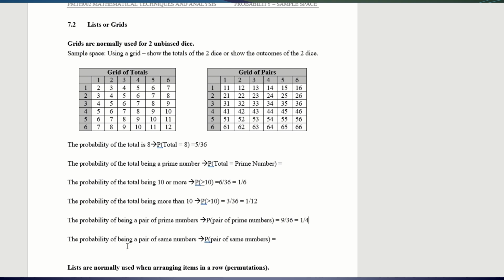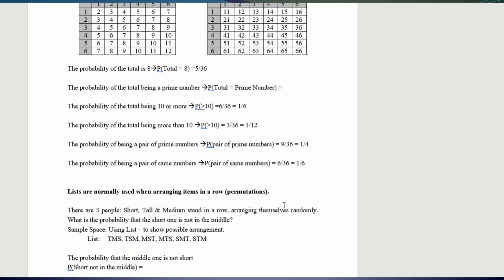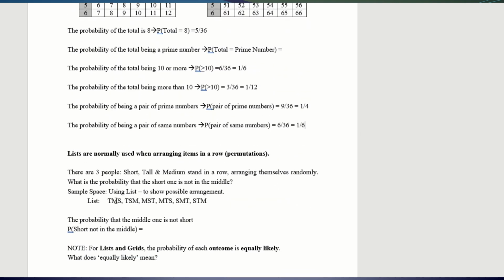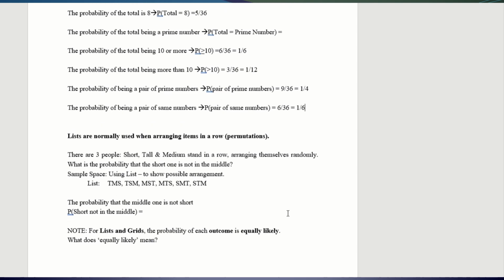The probability of being a pair of same numbers. That means both are the same number. So which ones are both the same? You have 1, 1, 2, 2, 3, 3, 4, 4, 5, 5, 6, 6. So how many is that? 1, 2, 3, 4, 5, 6. 6 out of 36. Answer is 1 over 6. Alright? Okay, so basically this is grids. You're putting it into grids. You're just listing out the outcomes. So that is quite easy.